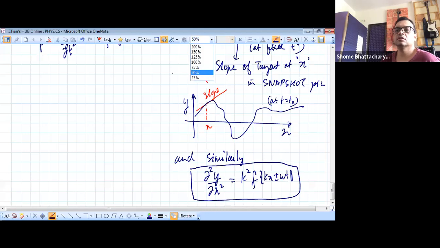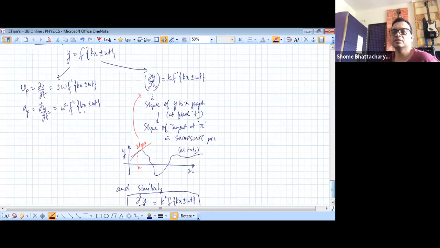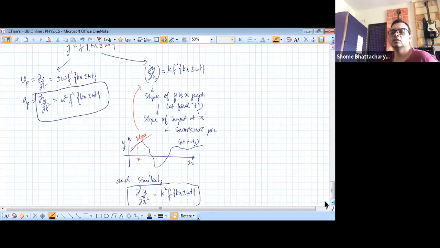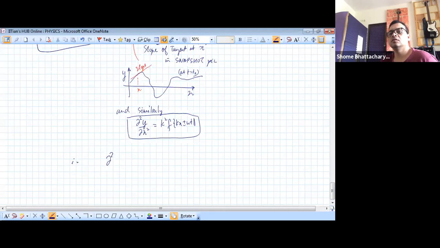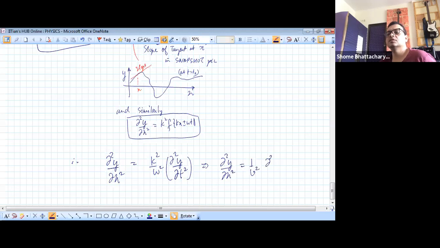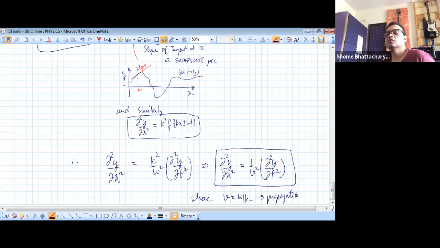Now you look at this relation here, and you look at the similar relation, the second partial derivative with respect to time. Look at these two. Comparing these two, you get another important property: del 2y by del x square is equal to k square by omega square times del 2y by del t square. You get this related. And that is nothing but del 2y by del x square is equal to 1 by v square times del 2y by del t square, where v is omega by k, which is nothing but the propagation velocity.